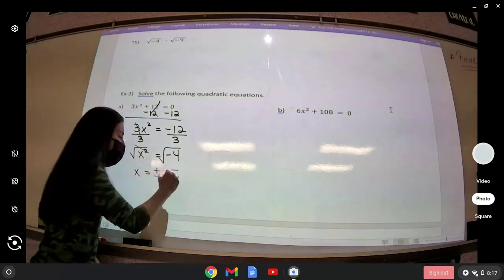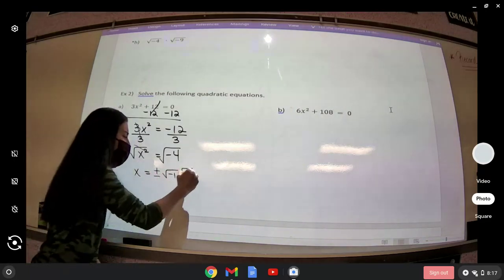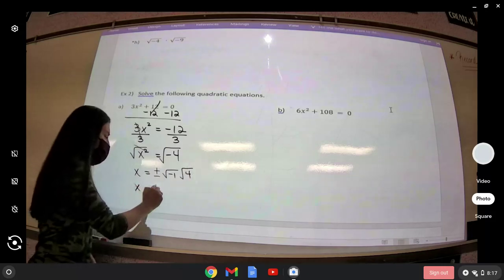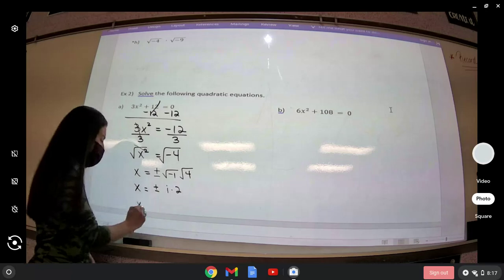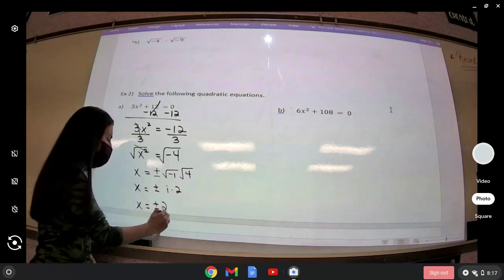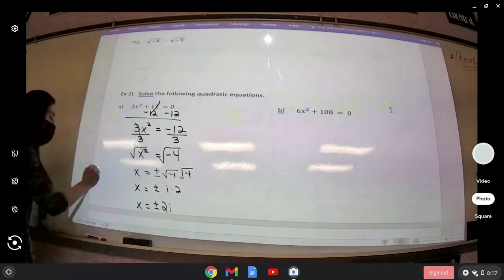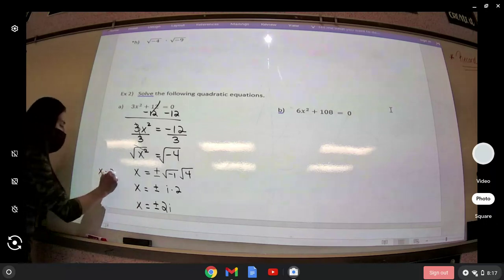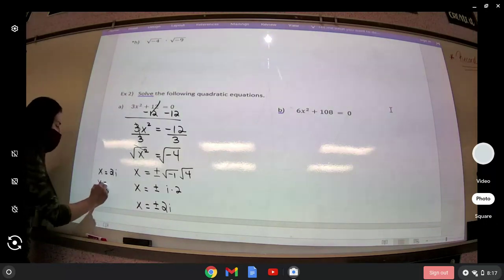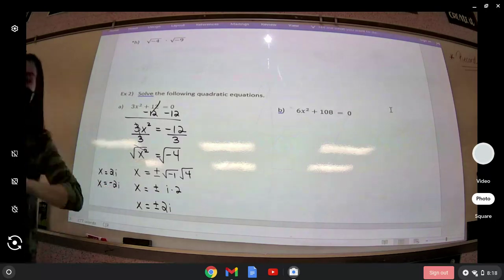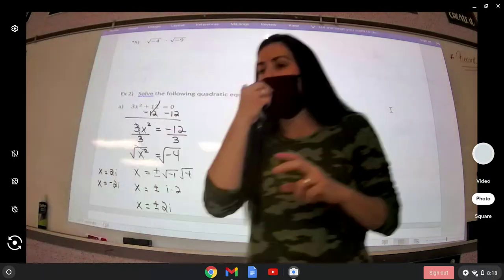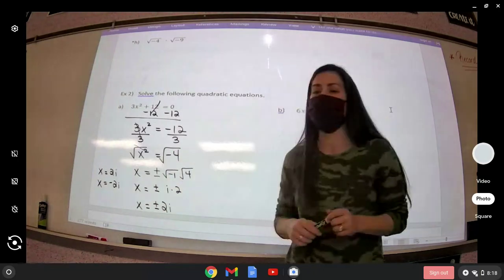And now take the square root of -4. That would be the square root of -1 times the square root of 4. So x will equal plus or minus, that's i times 2. So x equals plus or minus 2i. So positive 2i is a solution to this equation, and negative 2i is a solution to this equation. So those are your two numbers that will make this quadratic equation true.